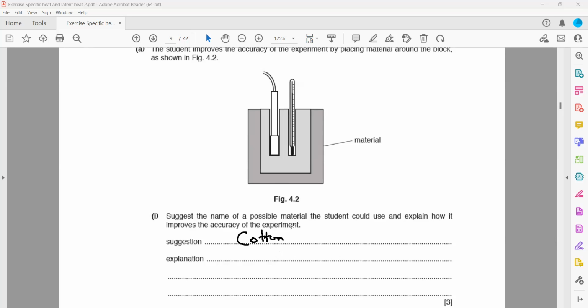The explanation is worth 3 marks. 1 mark is for mentioning the name of the insulating material. The second mark is because the insulating material does not allow the heat energy to escape, so we get an accurate amount of energy supplied to the block. So cotton, and the explanation: it is insulated, it does not allow the heat energy to escape.